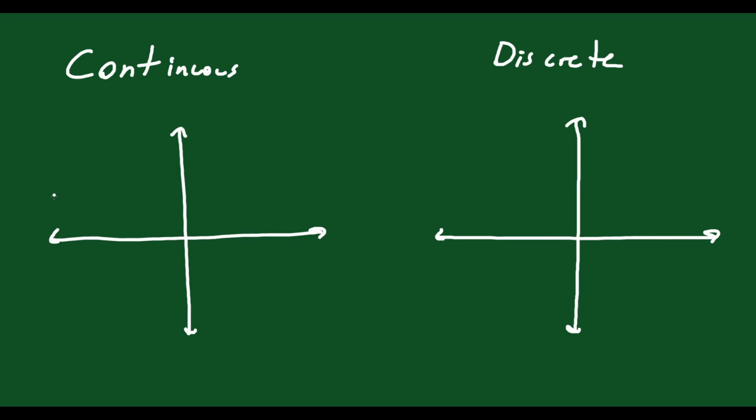A continuous function might look something like this, right? It's just a line that goes on forever. That's a continuous function. A discrete function is something that looks like this. It's a set of points which are not connected, right? It's not continuous, it's discrete.